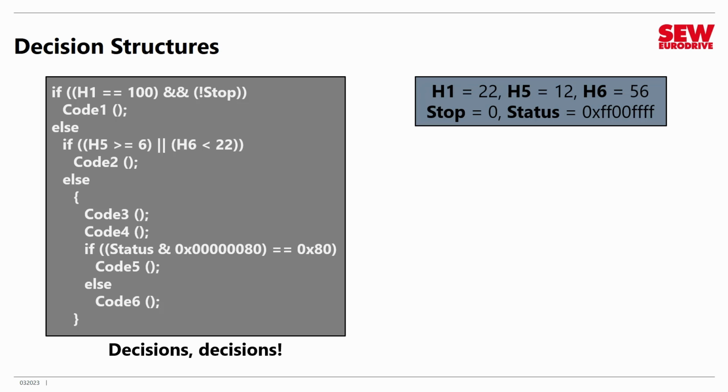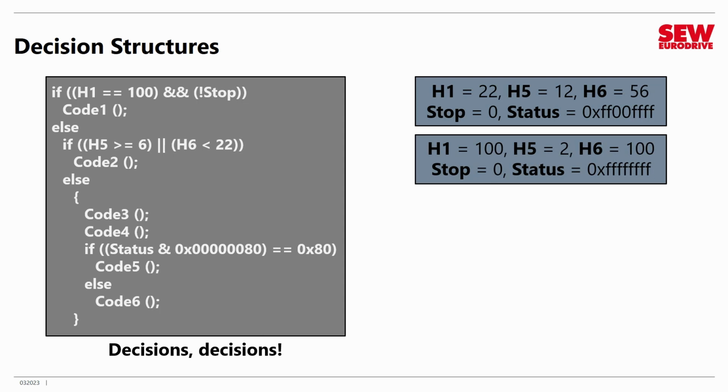If h5 is greater than or equal to 6, is it? Yes. Now that's an OR statement, so if even one thing is true, it's going to evaluate true. So that means code 2 is what runs. That's what will happen here. All right, let's try another. Now, h1 is 100, and is stop false, not stop? Yes. So that means code 1 executes.